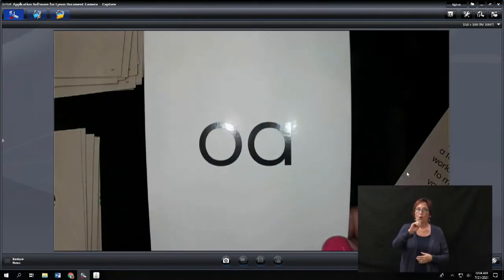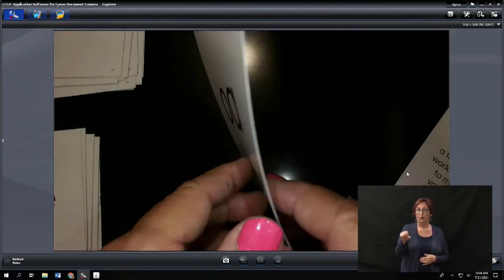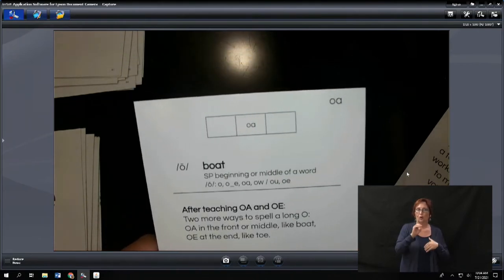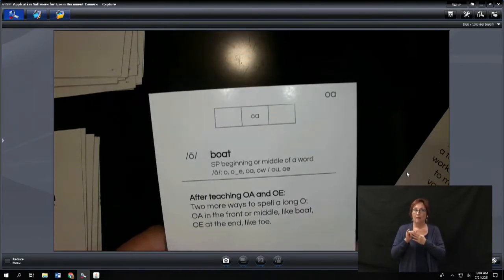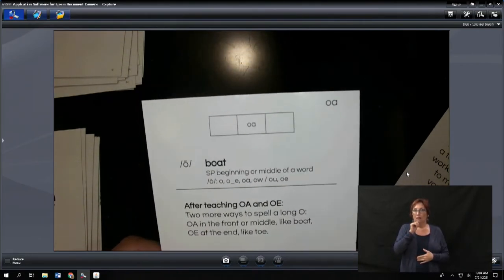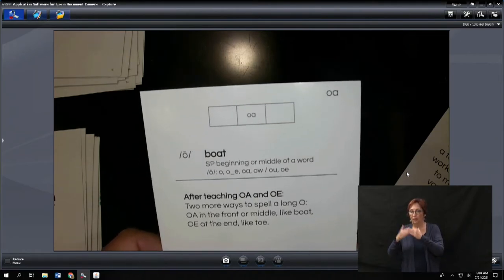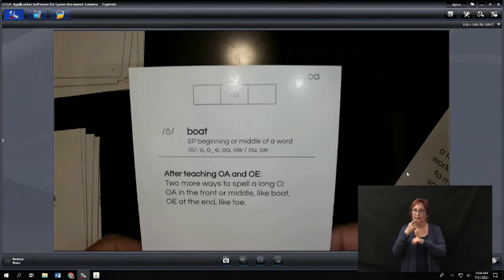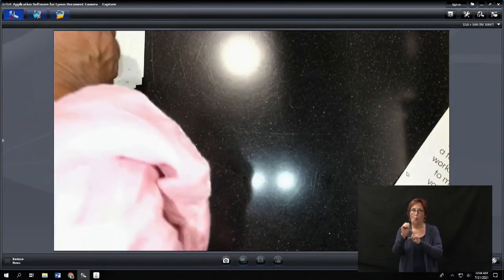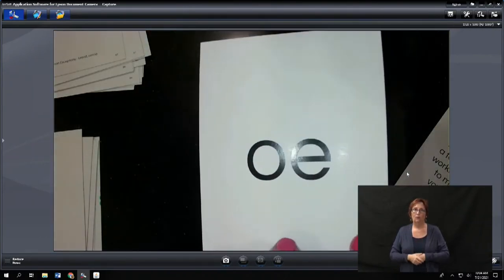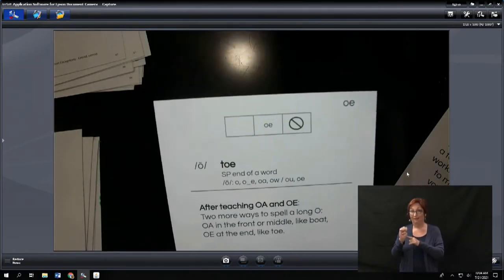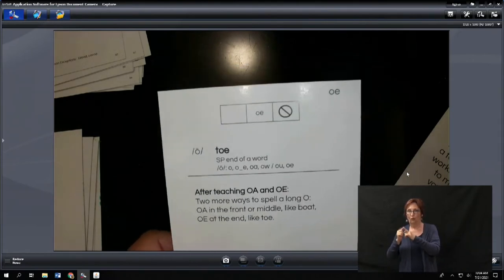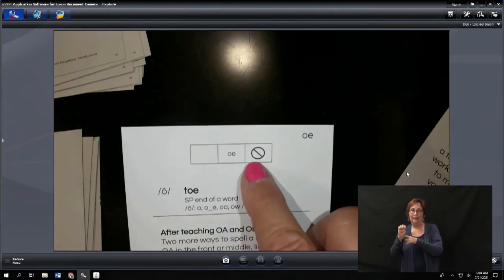OA, another one that I teach early on, OA is not going to be at the end of a word and it says O. Now OE will be at the end and will say O, as in toe. So that's why you're not going to put anything after it.